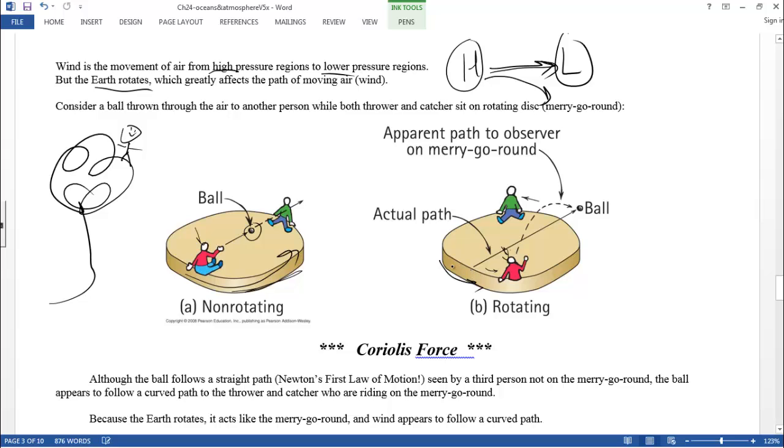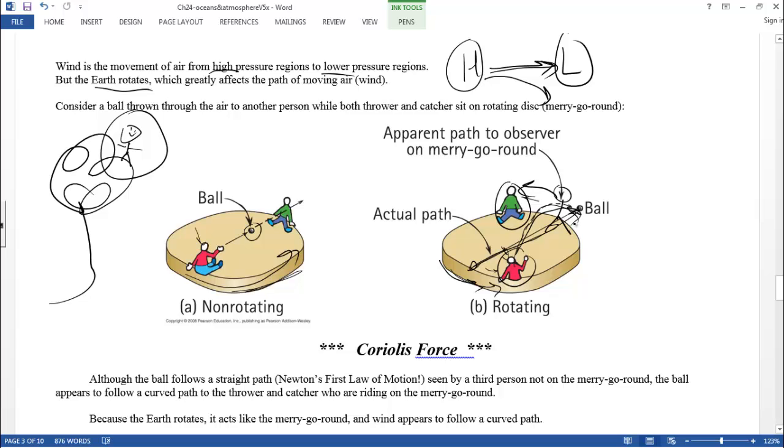And so he throws it, the merry-go-round spins, the ball will continue in a straight line as observed by this guy. But to the two kids on the merry-go-round, it looks like the ball is going to be curving to the right, because the ball was thrown here going straight. That's when this one kid was sitting over here, but the merry-go-round moved him to the left. Well, as this kid is looking at this kid, he's sitting down. How can he be moving? It doesn't look like he's moving to the left. It looks like the ball moved to the right.